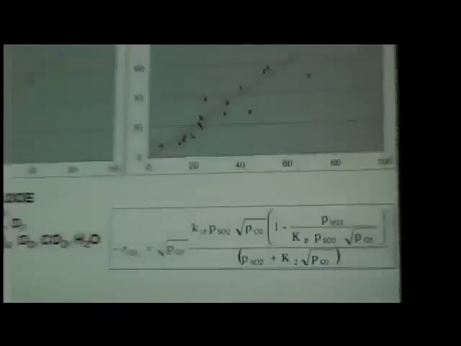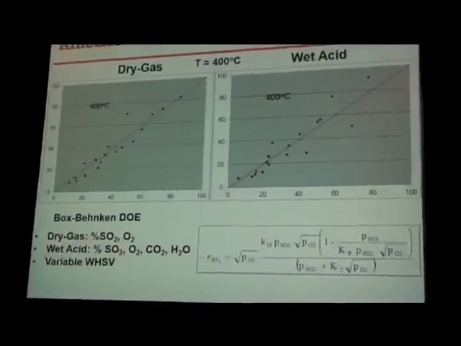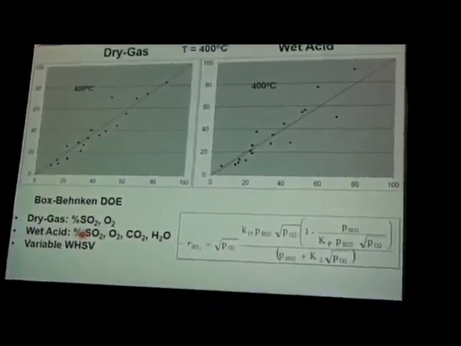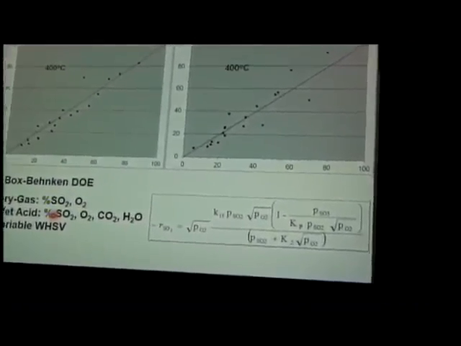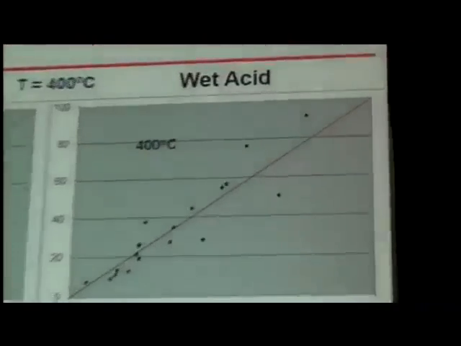in this case a box-making type design. In that design, we varied the SO2 and oxygen composition. In other designs, we also varied the SO3 composition. But this was for a pass one case where there's no SO3 present in the feed. And in the case of the wet acid process, we can vary the SO2, the oxygen, the carbon dioxide, and the water. And we can also vary, of course, the space velocity of the gas.